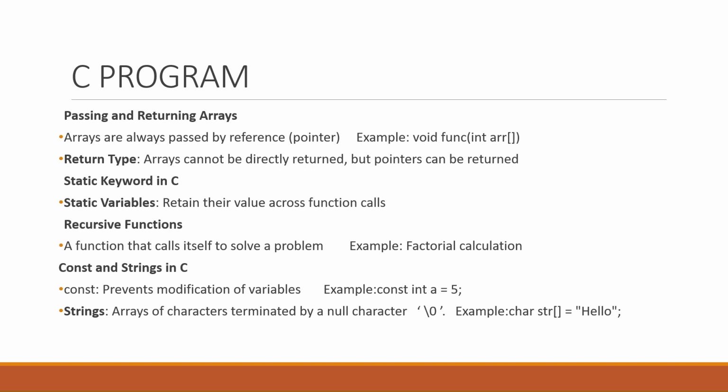A local array cannot be directly returned, but pointers can be returned, and static variables retain their value across function calls. A recursive function is a function that calls itself to solve a problem and is called again and again by itself until the problem is solved. For example, factorial calculation. In this, the factorial of the given number is found using a single function calling itself again and again. Constants and strings in C.